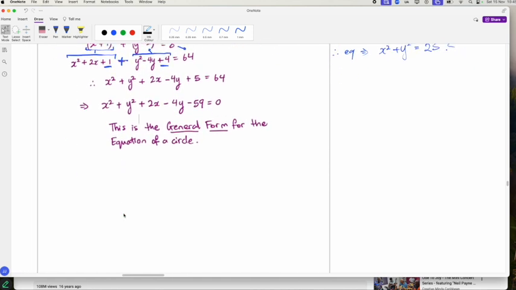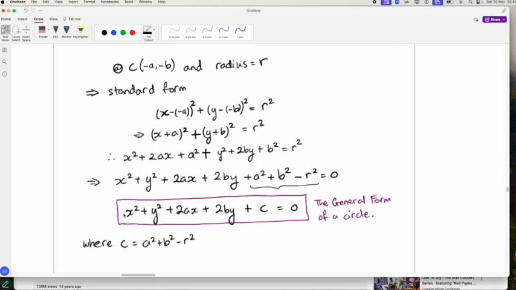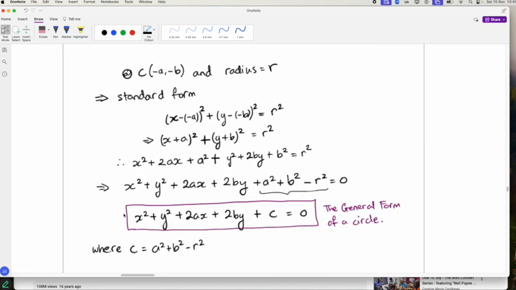Anybody still writing? So, to find the general form for an equation of a circle, we're going to use center negative a, negative b, sorry, and radius r.